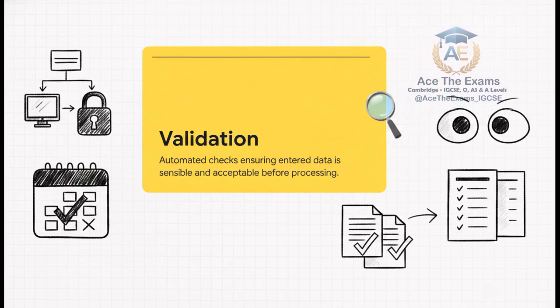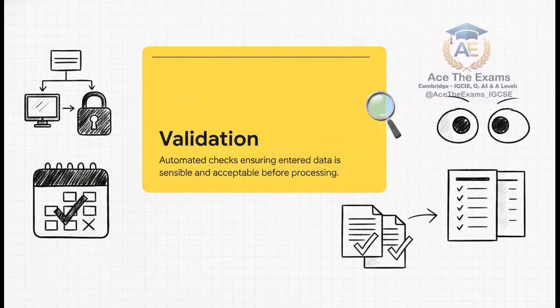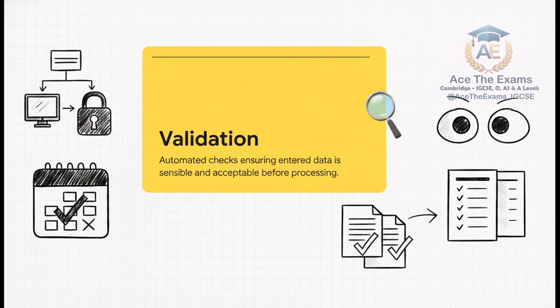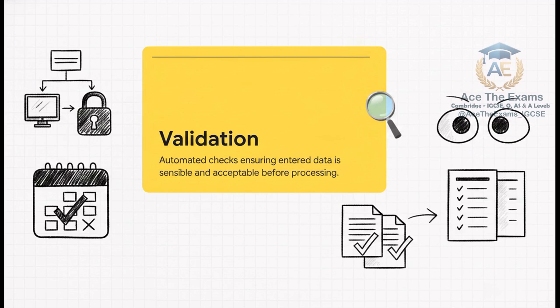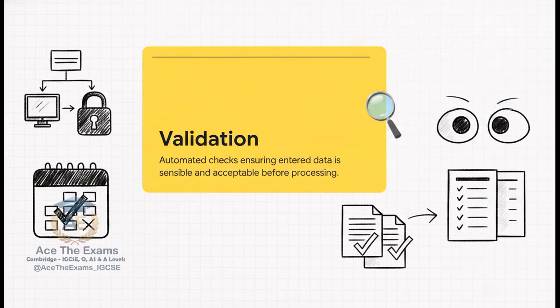It is entirely about setting rules. Think of a range check ensuring a customer's age isn't entered as -5, or a length check making sure a password is at least 8 characters. Verification, on the other hand, is completely different. Verification is simply checking that the data entered perfectly matches the original source document. That's it. It is a mirror.